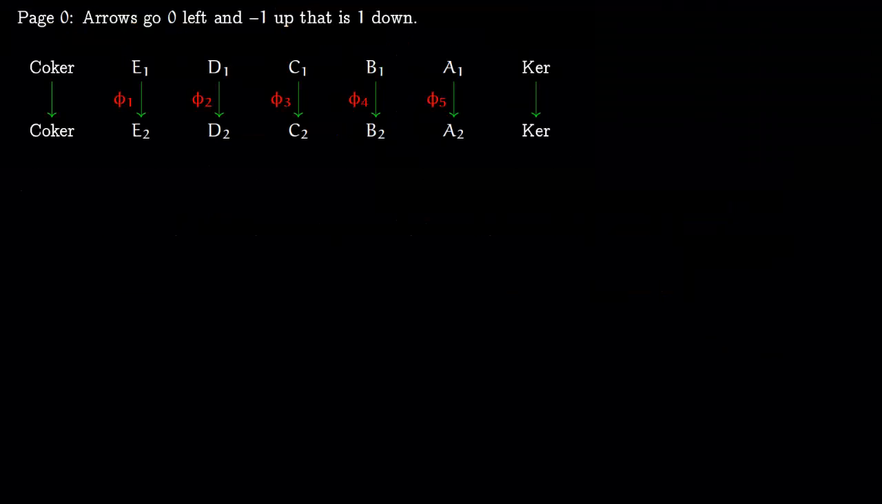So now we use the column filtration or the vertical filtration. We are just copying our complex from the previous slide. Here you have E1 to E2, D1 to D2. So just your maps phi1, phi2, phi3, phi4, phi5, and the kernels here and the co-kernels here. On page 0, the convention is that you go 0 left and minus 1 up. So your convention is r left, r minus 1 up. So you put 0 left, minus 1 up. That is 1 down. That is our convention for page 0.